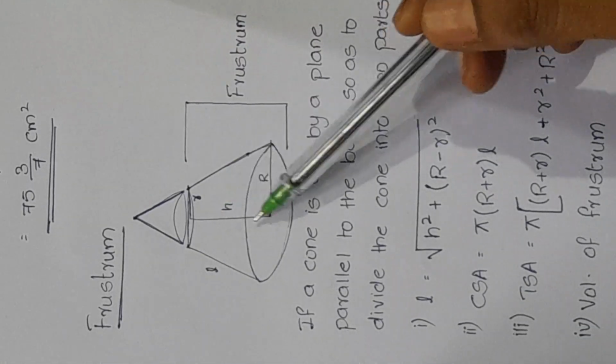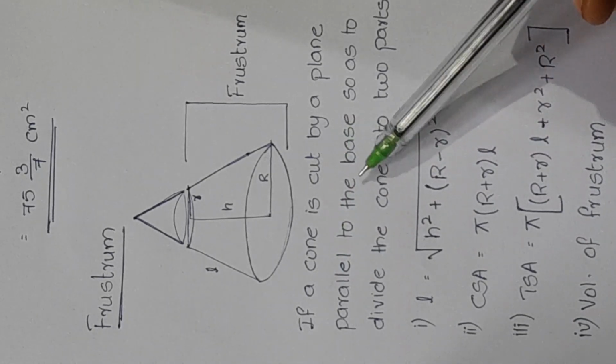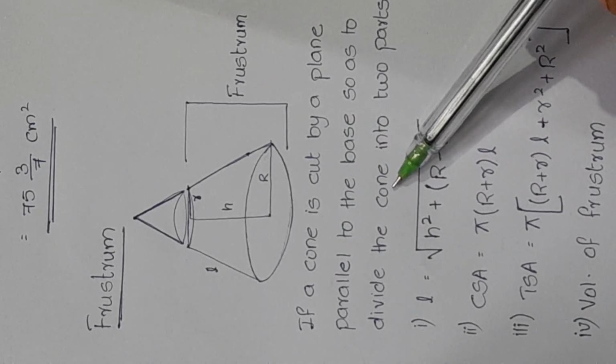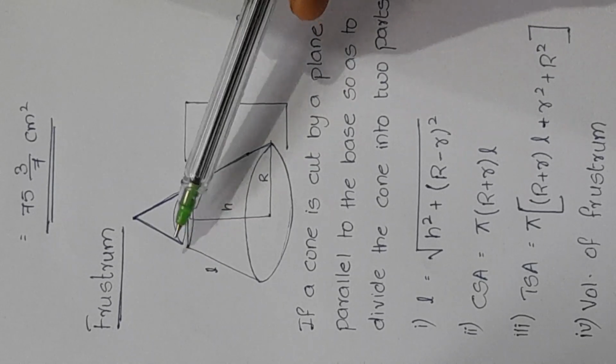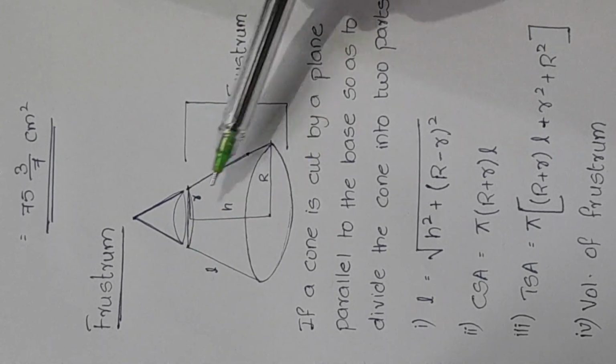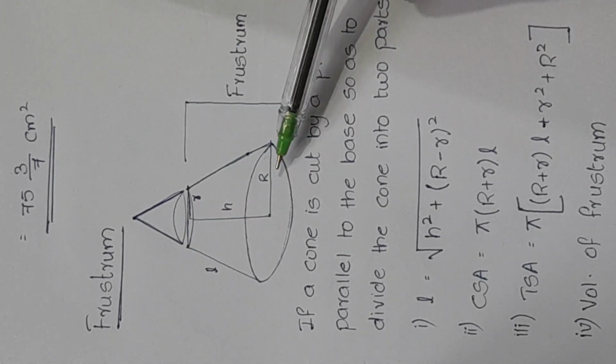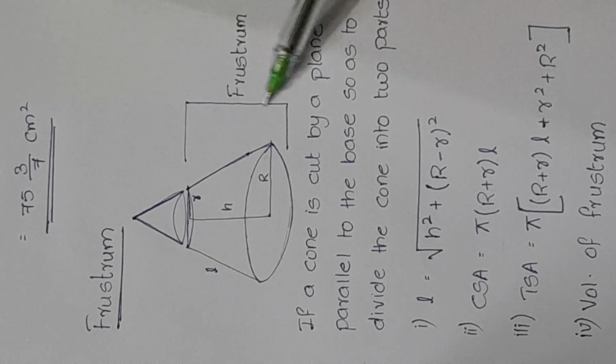Now let us discuss the frustum. If a cone is cut by a plane parallel to the base so as to divide the cone into two parts, where L is the slant height and H is the height, small r is the top radius and capital R is the base radius, this part is called a frustum.